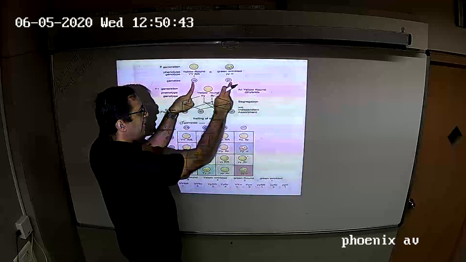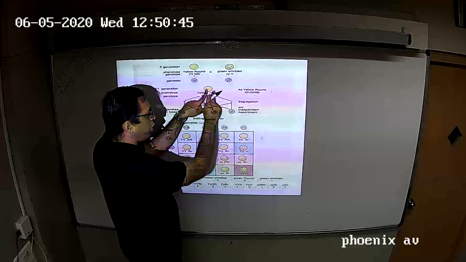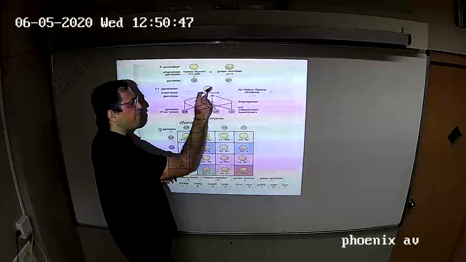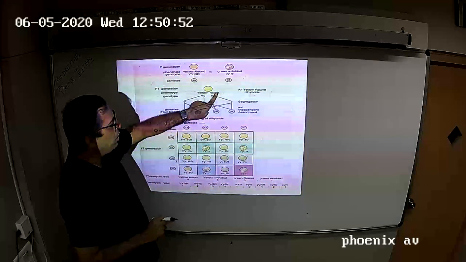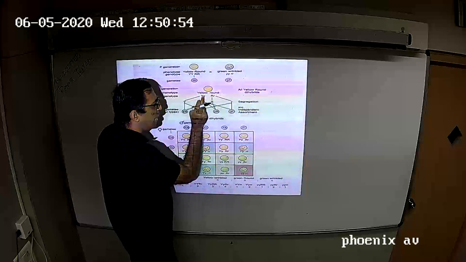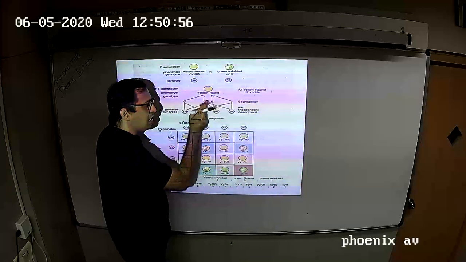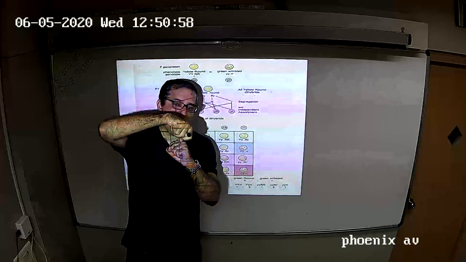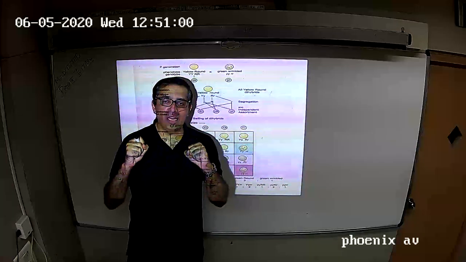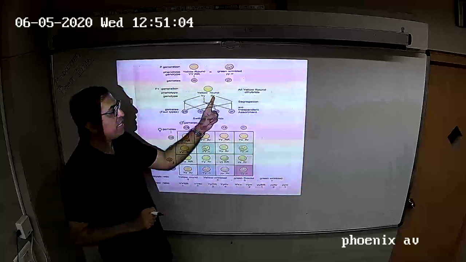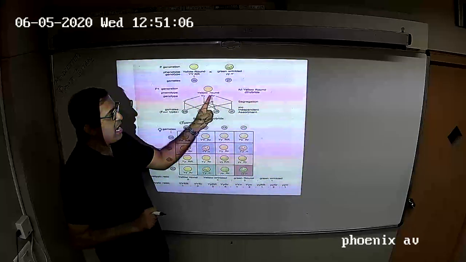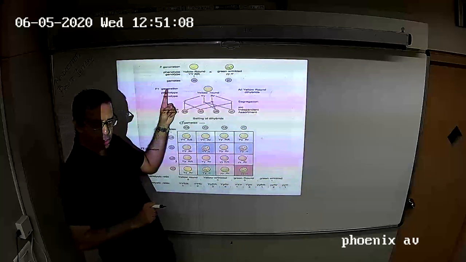When capital Y, capital R, small y, small r are brought together, in the F1 generation, the plant produced is yellow round, in which you will have capital Y, small y, capital R, small r. Capital Y will become dominant over small y, capital R will become dominant over small r, and what we get is a yellow round plant. Now, this is the F1 generation.